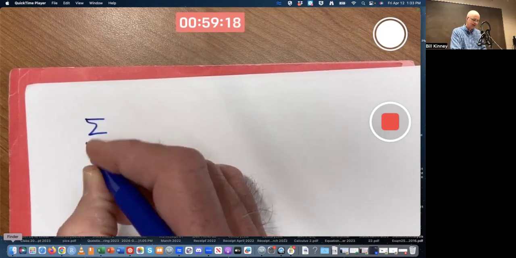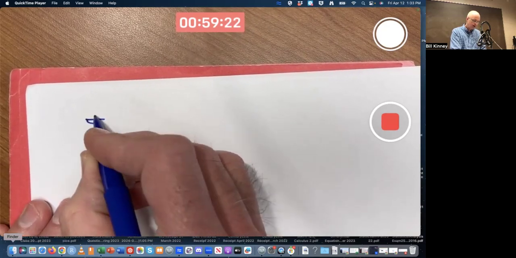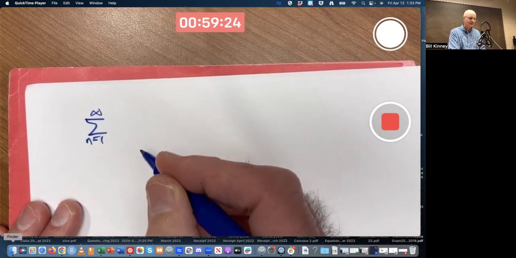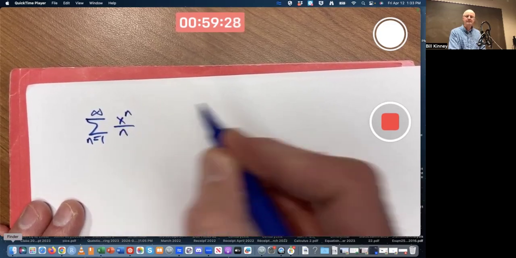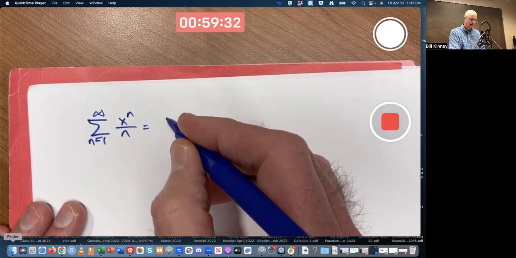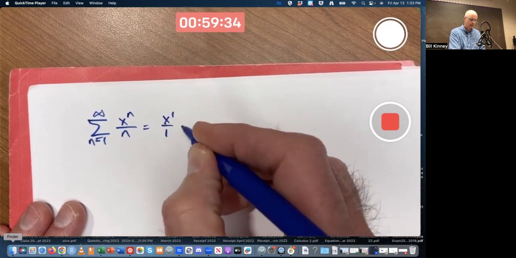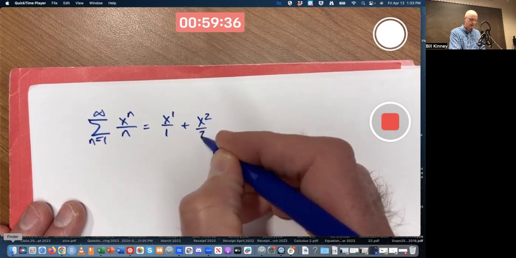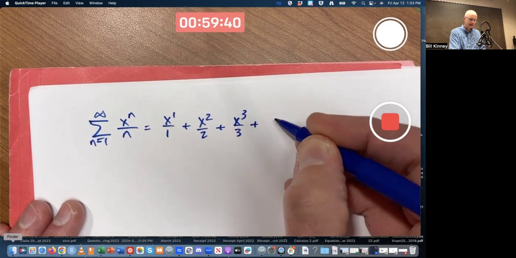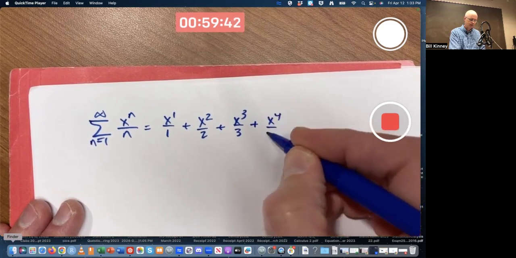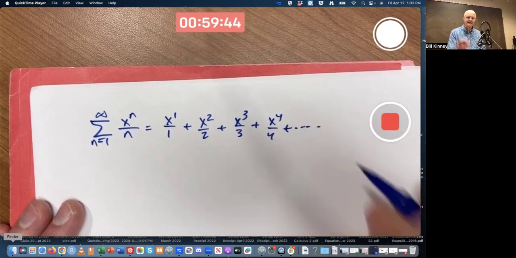Consider the sum. n goes from, I'll go back to 1 to infinity, of x to the n over n. When n is 1, this is x to the first over 1. When n is 2, it's x squared over 2. When n is 3, it's x cubed over 3. When n is 4, it's x to the fourth over 4, etc. Don't forget the plus dot dot dots.